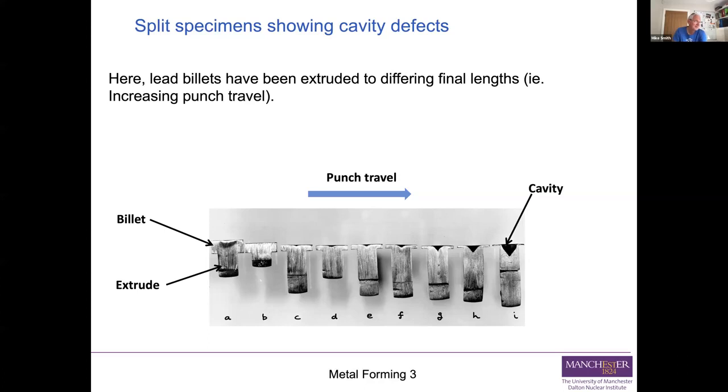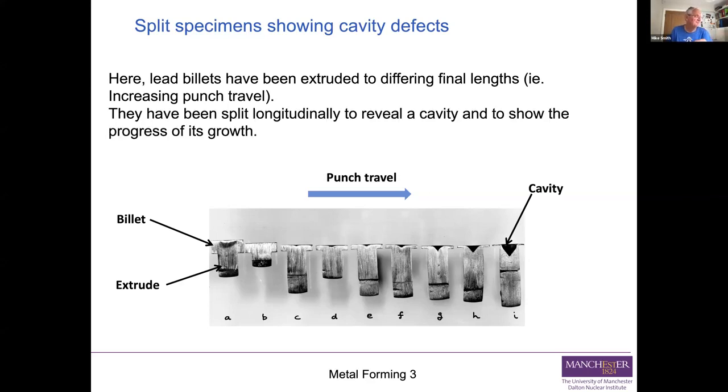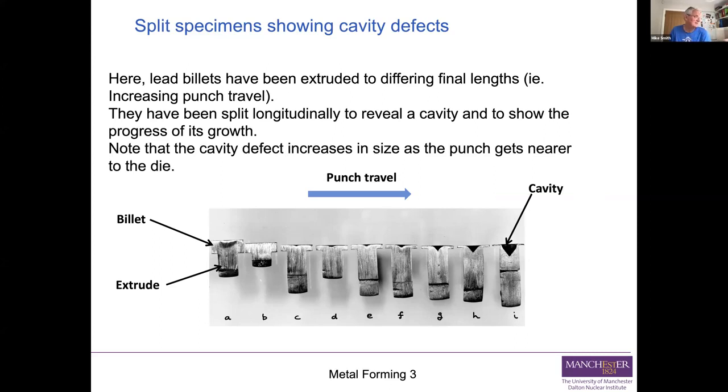These are lead billets. You start out with some small ones and they get longer and longer. I'm not quite sure why they get short and then long, but on average they're getting longer and longer, more of the billets running through. After you split them, you can see that the cavity starts in the middle and grows bigger and bigger and eventually runs out through the die. So the back end of that extrude has got a big cavity defect in it. And as this slide says, as the punch gets nearer to the die, the cavity gets bigger. So that's one reason maybe for stopping your punch early, although that's a bit wasteful of material.